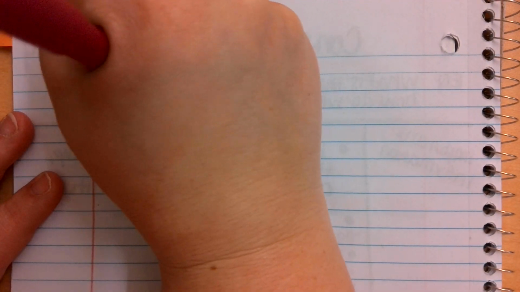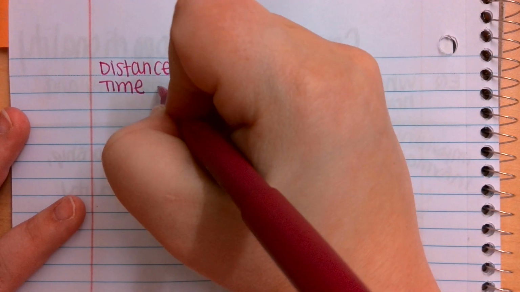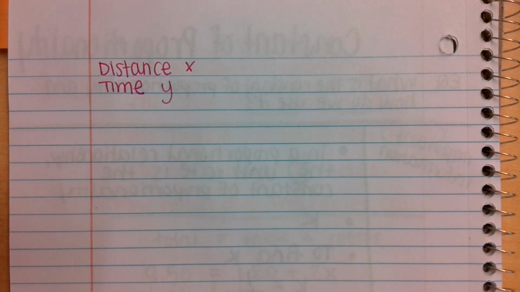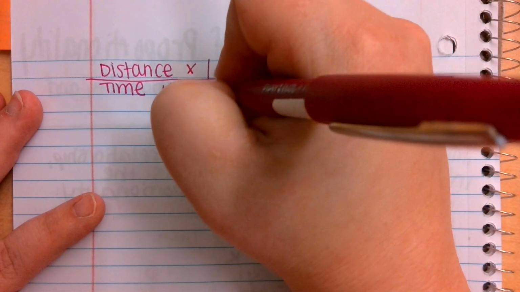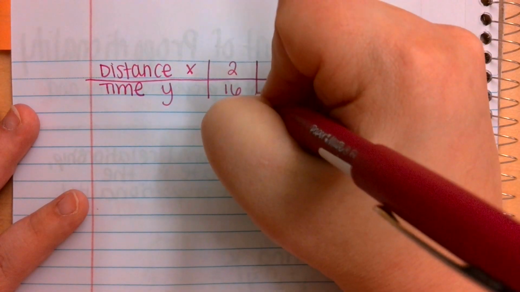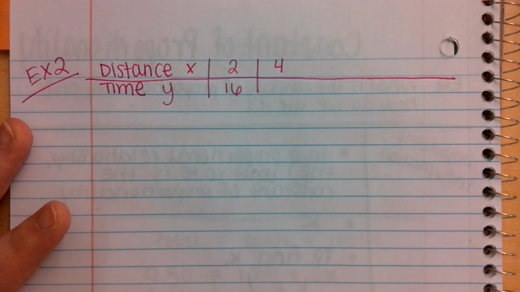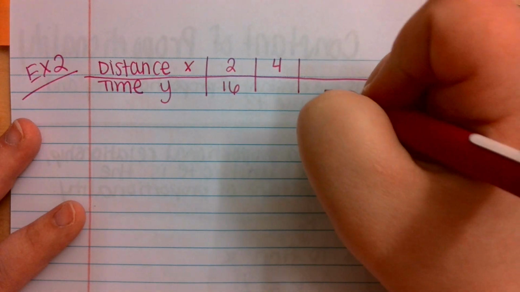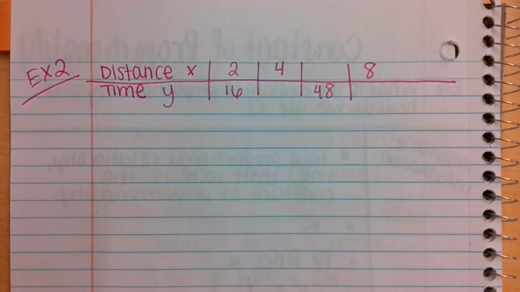All right, we're going to make a table this time. Distance over time. Distance is going to be my x, time is going to be my y. So we have 2, 16, 4, and, I forgot to write example 2. 4 and a missing number and 48, 8 and a missing number.